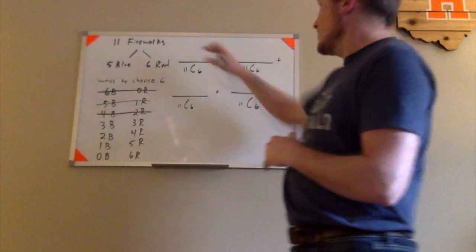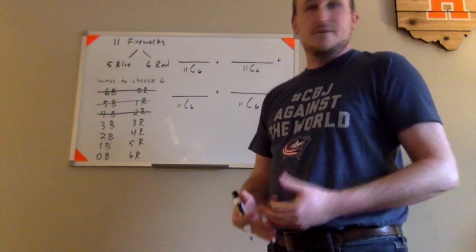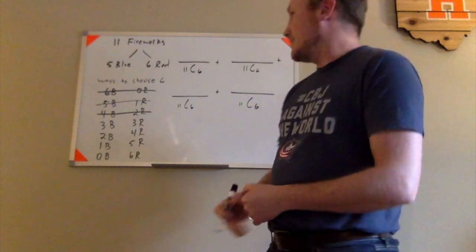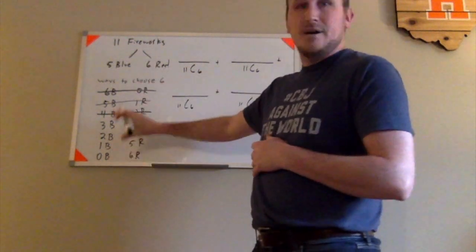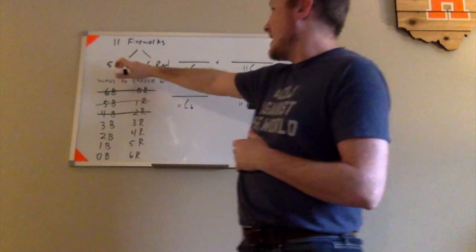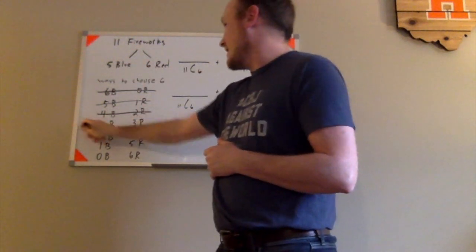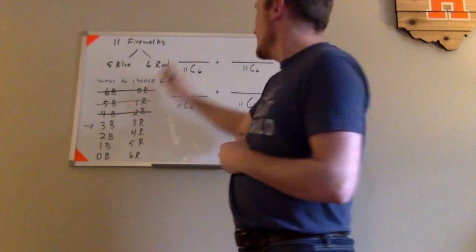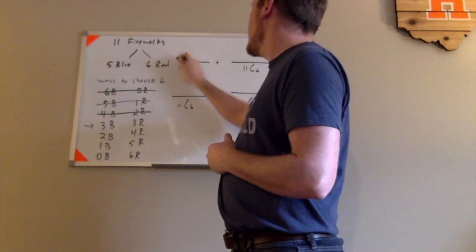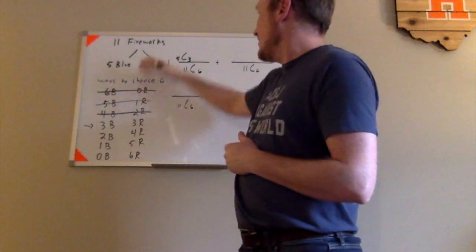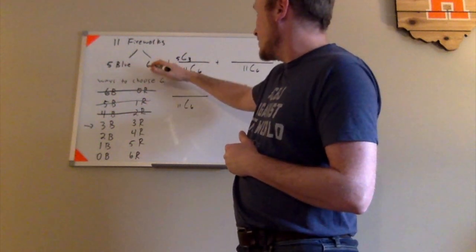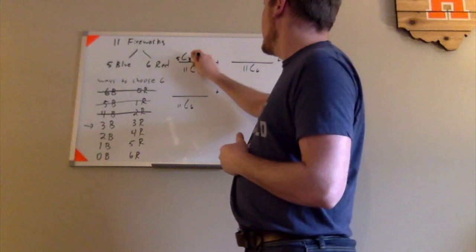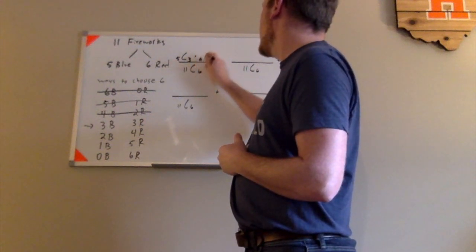Now, for the numerators, I'm going to set them up just like the numerators in the other problems we did with the exactly problems. And I like the structure of this. It really helps me get it set up. Because I have, let's do this first case right now. I have 5 blue, and I'm going to choose 3 of them. So I have 5 choose 3. And then along with that, I have 6 red, and I have to choose 3 of them. So I have the 6 choose 3.